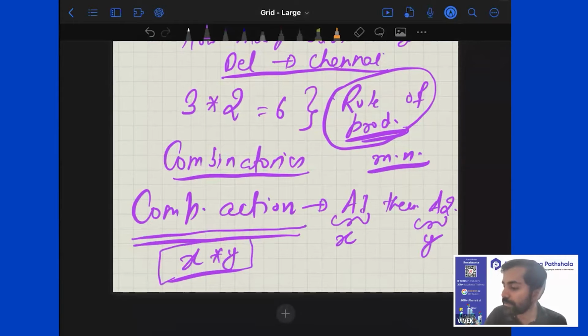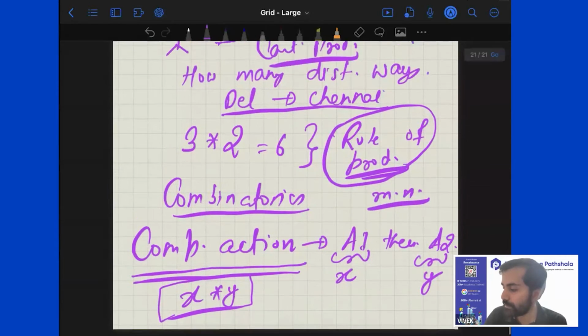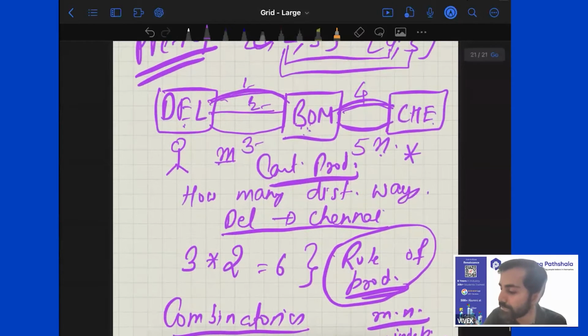Okay. Now, there is one very important thing over here, that both the actions must be independent of one another. Independence is very important. So what I mean by being independent, see, regardless of which road you took for going from Delhi to Bombay, you will always have two choices to go from Bombay to Chennai. So what I actually mean by that is, let's say you took road 1. Now it doesn't mean you can't take road 5.